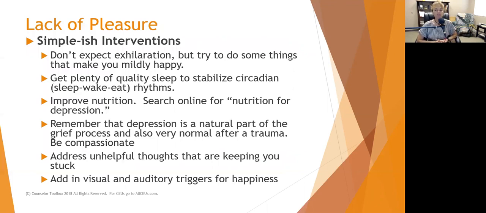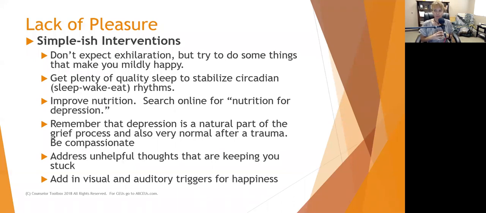Remember that depression is a natural part of the grief process and also very normal after a trauma. So I encourage clients to be compassionate with themselves. And we often stop right here and we talk really briefly on a very high level because I don't want to re-traumatize anybody. But we talk about, what is grief? And it represents a loss. And it's not just a loss of a person or a thing. They can be grieving their loss of self-esteem. They can be grieving the fact that they're going to have to be abstinent and they're not going to ever be able to drink again. They can be grieving a lot of different things. So most people in early recovery from substance use are grieving something or some things.